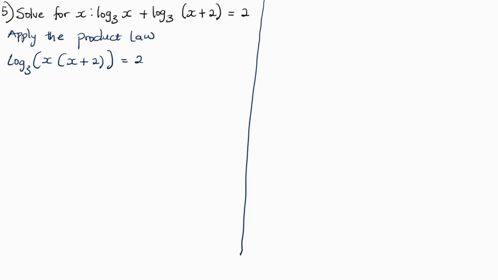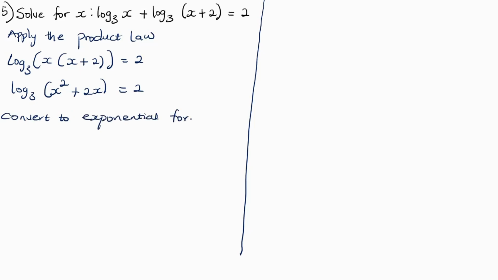is equal to 2. This is going to become log 3 of x squared plus 2x, which is equal to 2. Alright, now convert this to exponential form. Converting to exponential form, this is going to be x squared plus 2x is equal to the base, which is 3, squared, where the exponent becomes the power. So this is going to become x squared plus 2x is equal to 9.